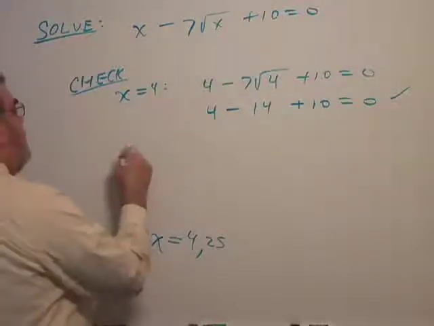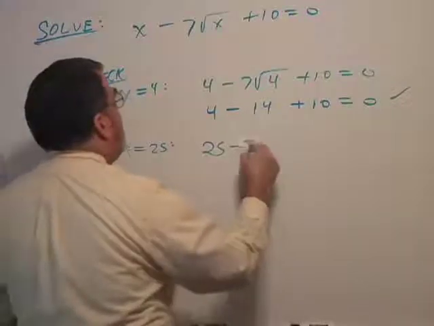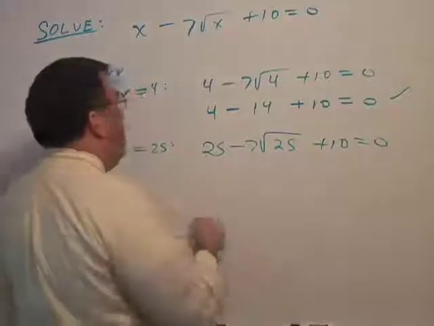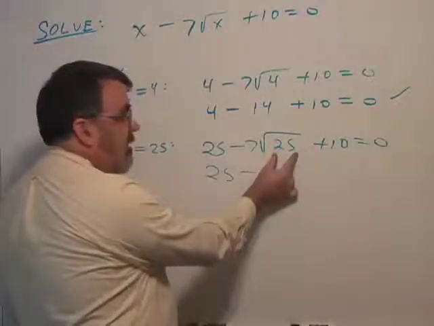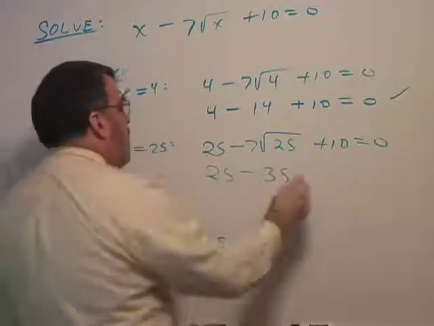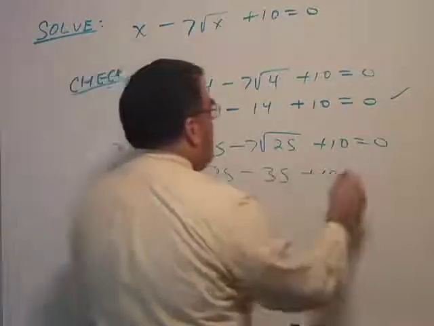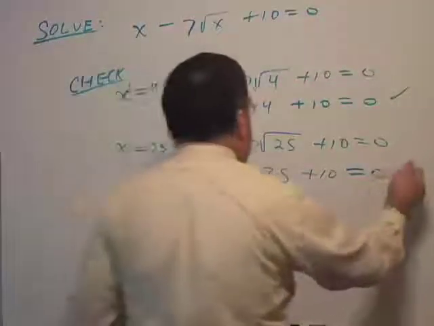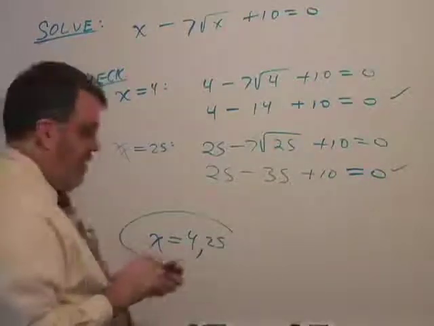Let's try 25. And so I have 25 minus 7 times the square root of 25 plus 10 equals 0. So we have 25 minus, now here I've got 5 times 7 is minus 35, plus 10. So 25 minus 35 plus 10 does equal 0. Those also cancel off. So here we end up with both answers are correct. And so there we go.